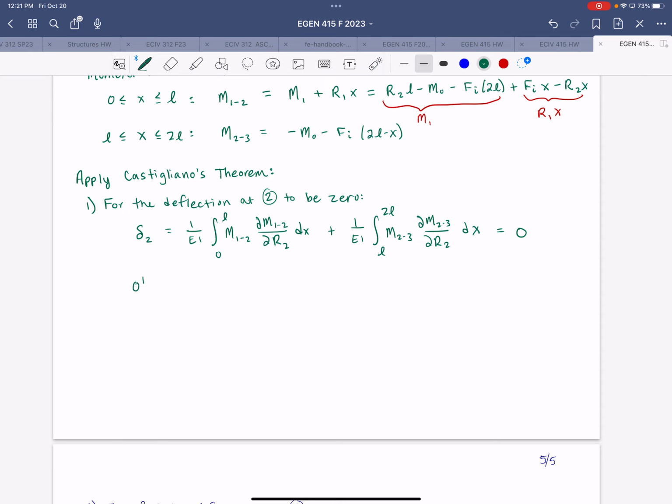So solving that integral, we will obtain R2 is equal to 3 over 2 times M naught over L. Then we can write M1 as M naught over 2 and R1 as negative 3 over 2 times M naught over L from the relationships we outlined above.